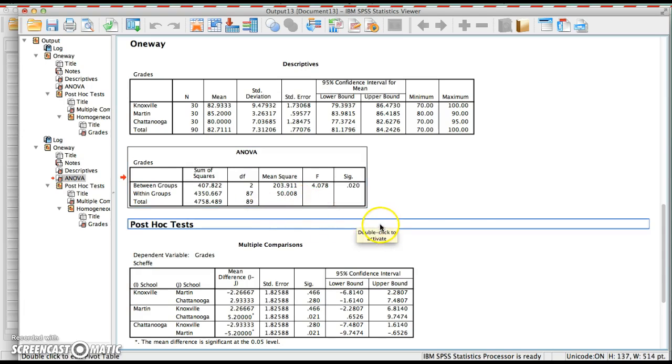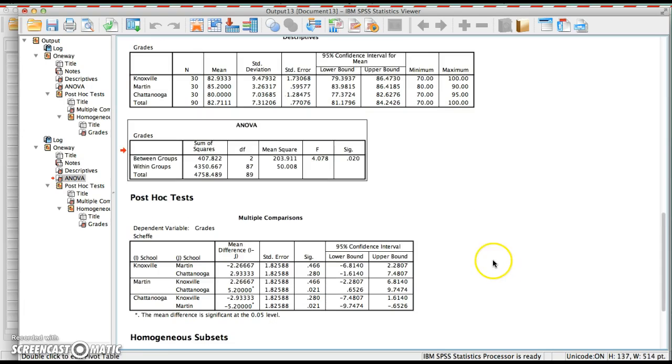In doing all of this, we also have our post hoc test. Now, we would only read the post hoc test if it's significant, and since it is, we do read it. And remember, we look for stars. We look for little stars in here, and we see a star comparing Martin and Chattanooga. And we have Chattanooga and Martin here as well. But what that tells you is that the difference between Martin and Chattanooga is significant.